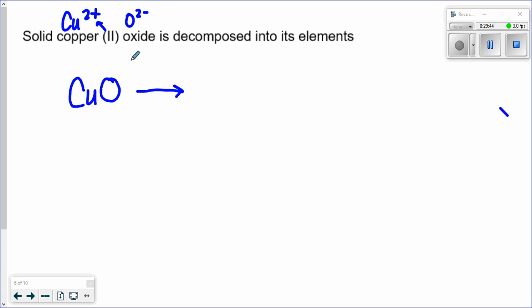decomposed into its elements. So it's saying decomposed, decomposition, broken down. So what would its elements be? Well, its elements would be copper, and its elements would be oxygen. Oxygen is found diatomically. This is where you'll get messed up.